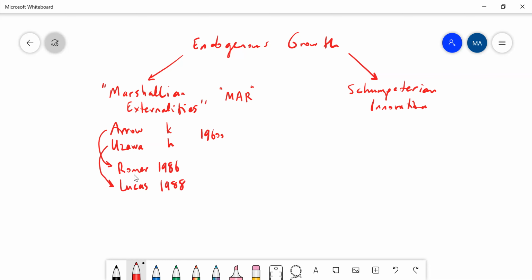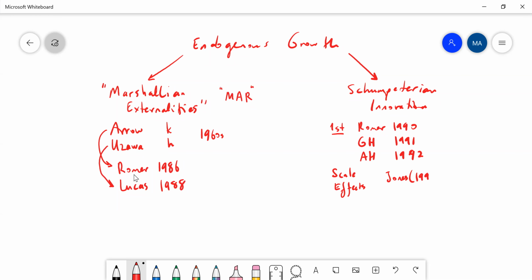On Schumpeterian innovation, we have a couple of different models. There are first generation models, Romer 1990, Grossman and Helpman 1991, Aghion and Howitt 1992. So these models are subject to scale effects problems. So we're going to see that in the next weeks. So the scale effects problem is there for the first generation models.